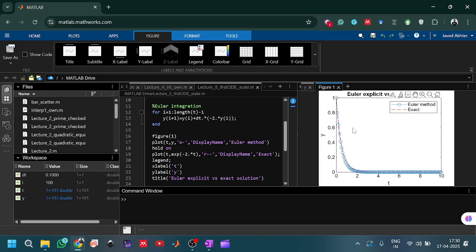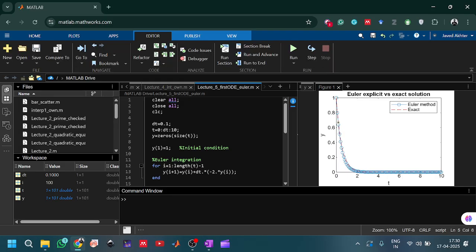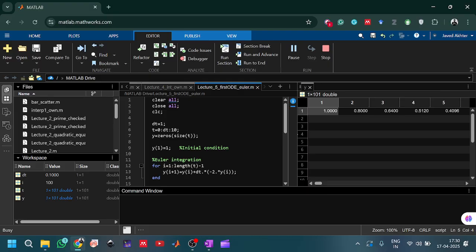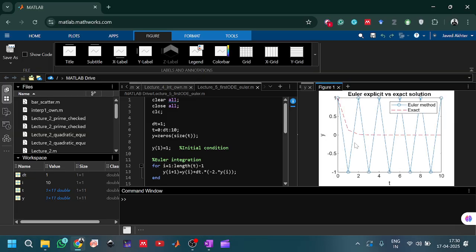Okay, so almost matching, because the step size is small. So we can increase the step size and look at how they deviate. Yeah, so now you can see that this is how the exact solution would look like, but this is how the Euler method is giving us. So if you have a large step size, in that case the Euler method is failing miserably.